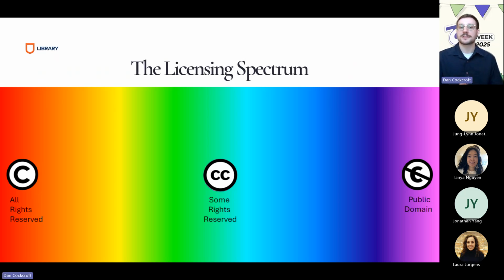In the middle, we have some rights reserved. So instead of saying you may do whatever you want with my work, you're saying you may do these specific things with my work. Any work may exist on the spectrum in some way or other. There are more open licenses and more closed licenses.